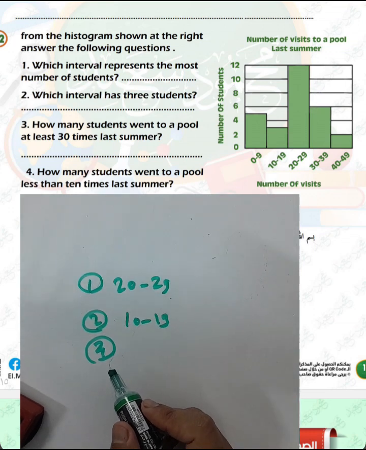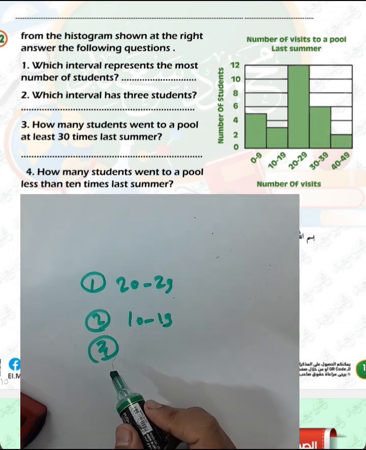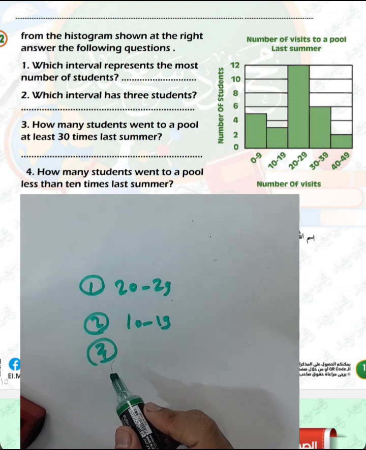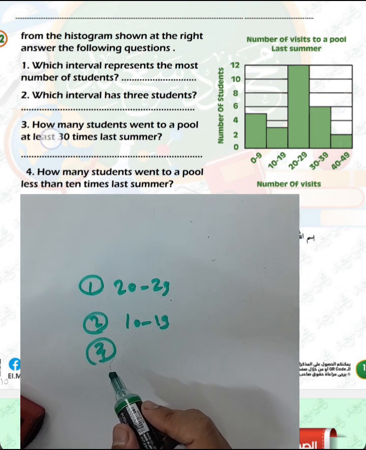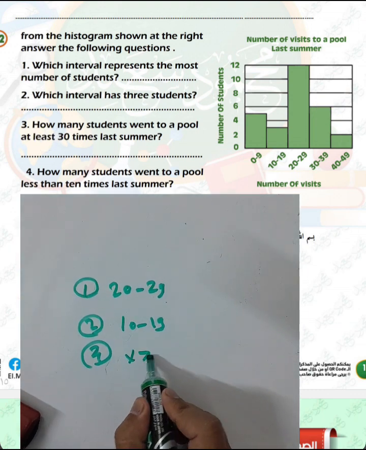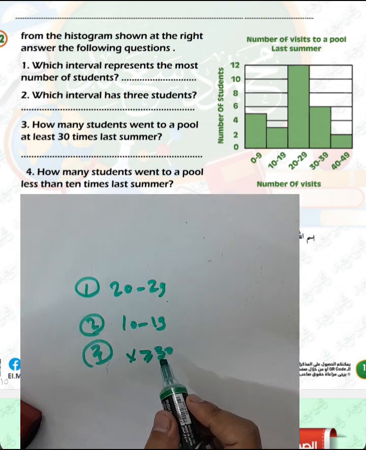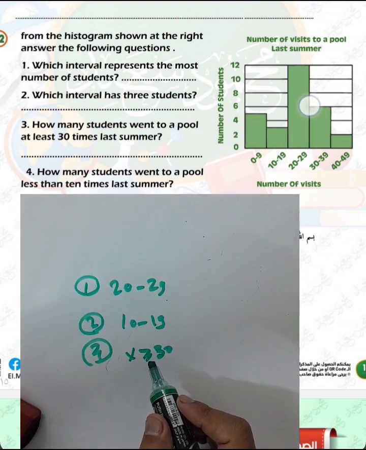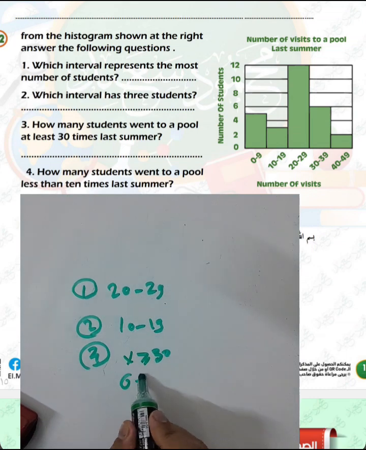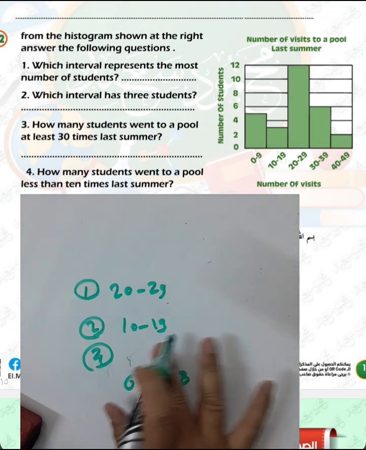And we have 2. 6 plus 2 will be 8. The words at least 30 mean x greater than or equal to 30. From 30 and up, the values here are 6 and 2. The result, 6 plus 2, will be 8. It means at least.